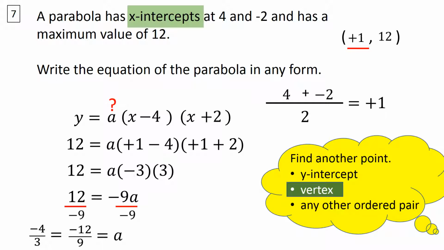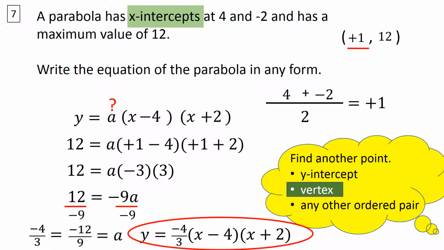Well, I've got to plug it back in right up here where I had the rest of my equation. It's y equals negative 4 thirds times (x minus 4) times (x plus 2). That's our factored form. It said any form. Any form would do, and that's a perfectly good answer. I like factored form. Or maybe we would have done it a different way.